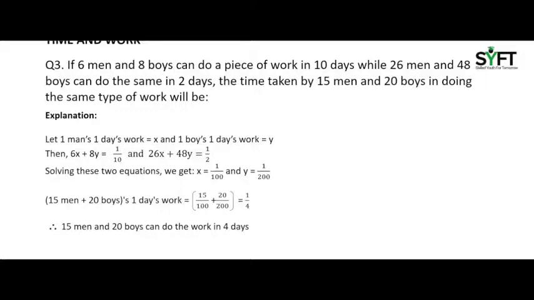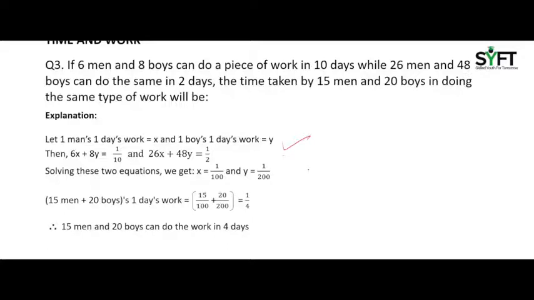If 6 men and 8 boys can do a piece of work in 10 days, let one man's 1 day's work be x and one boy's 1 day's work be y. You have to take that to make it simple. So according to the question, 6 men and 8 boys, that means 6x plus 8y, can do the work in 10 days. That means in 1 day they can perform 1 by 10 of the work, so 6x plus 8y is equal to 1 by 10.